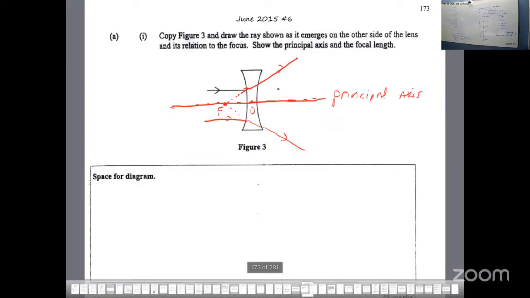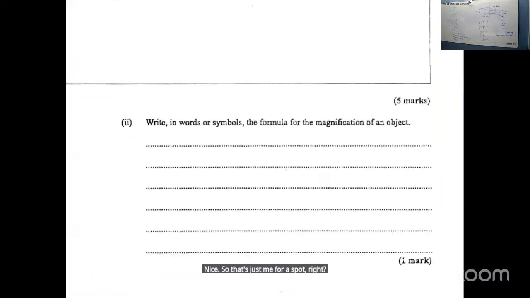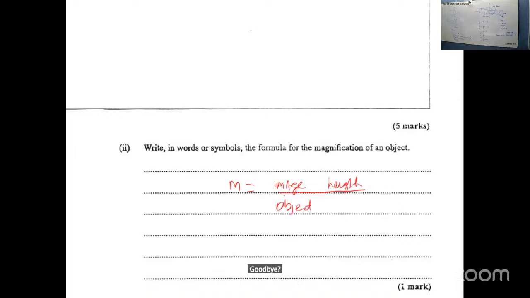Okay, nice. So that's just the first part, right? Write in words the formula for magnification. We know magnification is image height divided by object height. Okay, image height over object height, or you can write V on U.